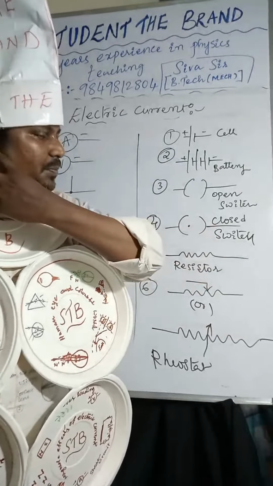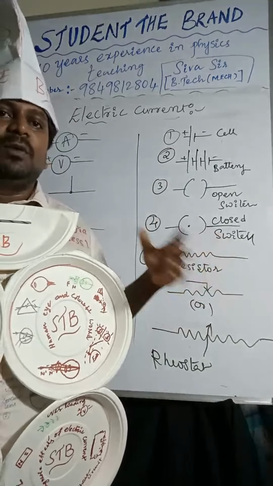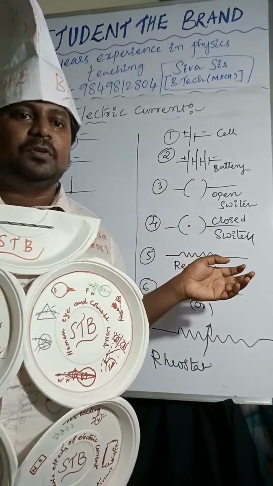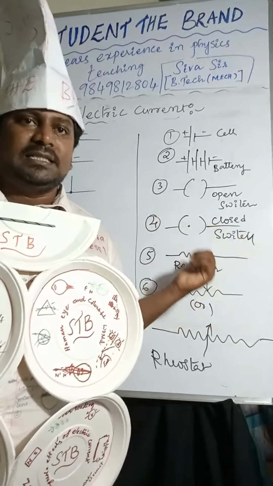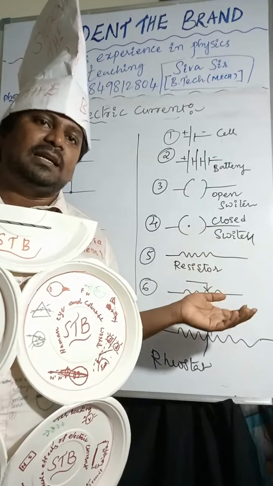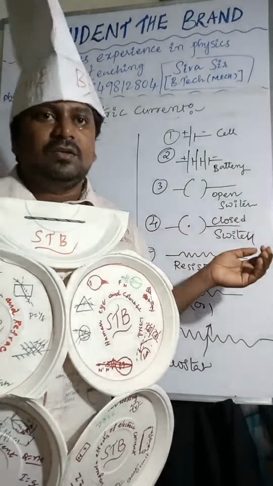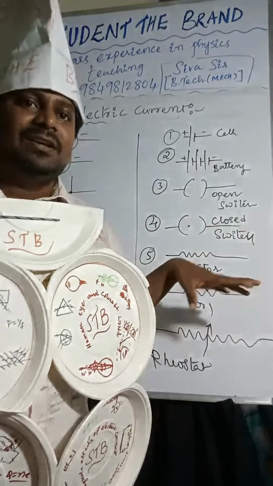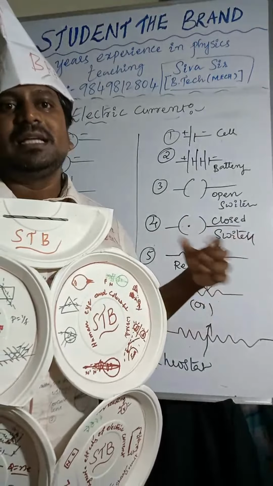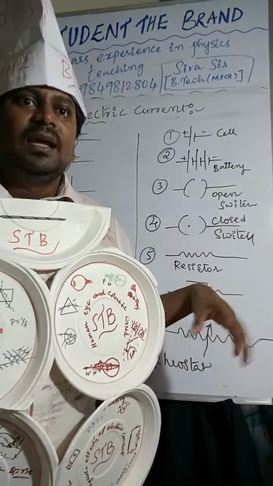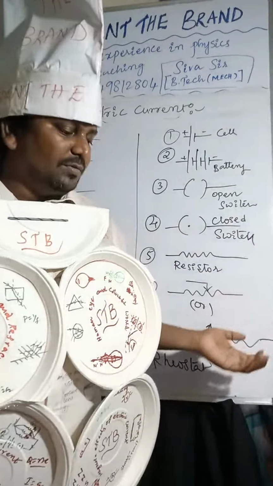The phenomenon of opposing the electric current in the circuit is resistance. A resistor is a device which is used to oppose the electric current in the circuit. The SI unit of resistance is ohm.